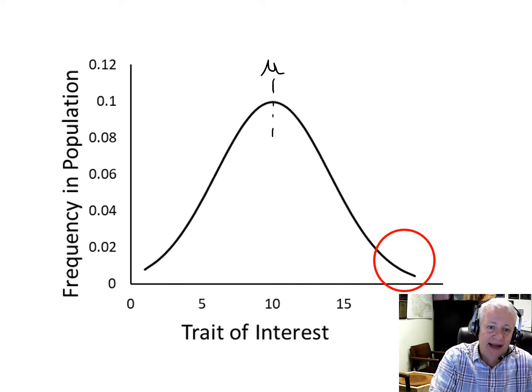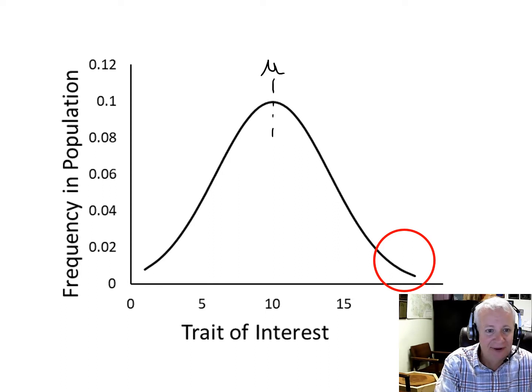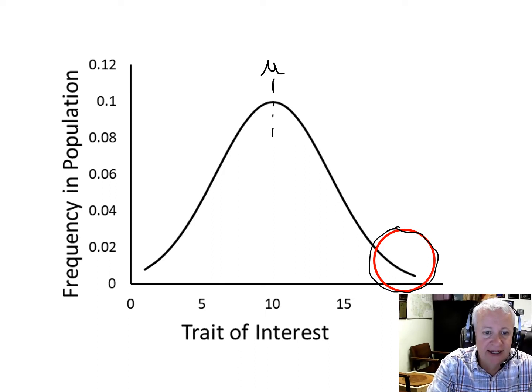And the idea with tree breeding is that we're selecting individuals that are out on one end of the distribution that are better for that particular trait, and then using them as parents in our population.